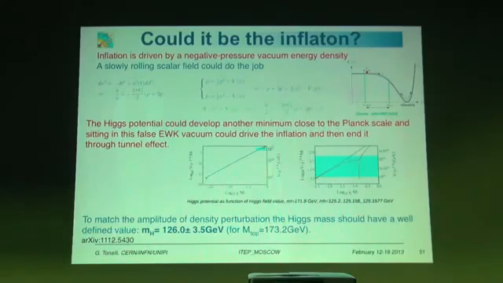Again, there are several discussions on top, but inflation can be produced by a negative pressure vacuum energy density, which in turn can be produced by a slowly rolling scalar field. A scalar field like this could be responsible in this region for the inflation. Then you take a look at the Higgs potential, which is a scalar field, and the Higgs potential, you see here, on a larger scale, has two dips. This is where we are today, but close to the Planck scale, there is another local minimum.